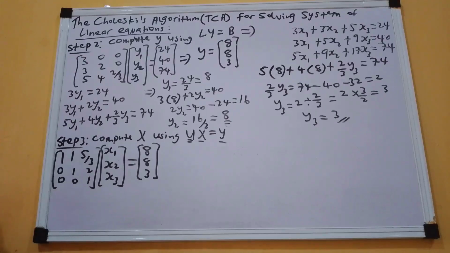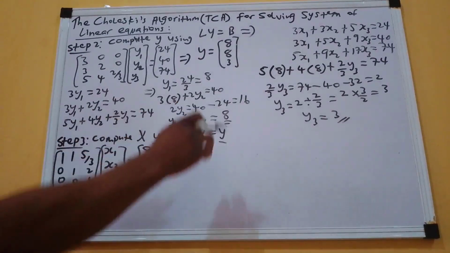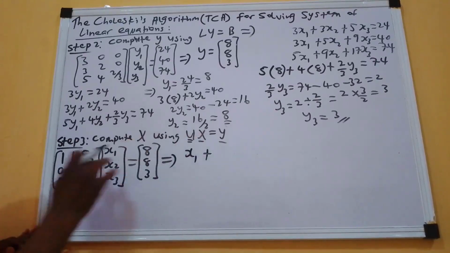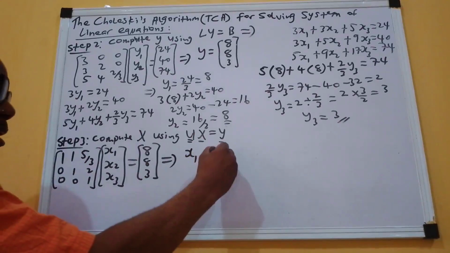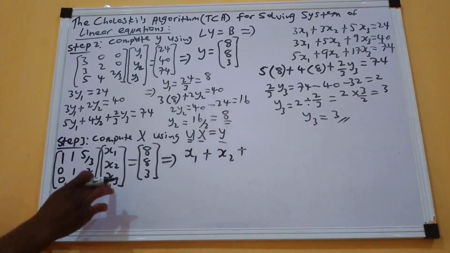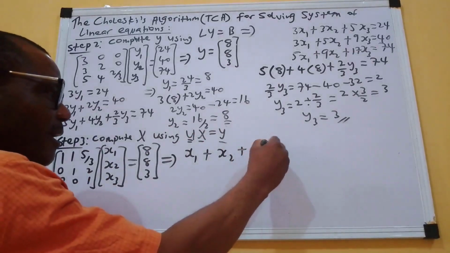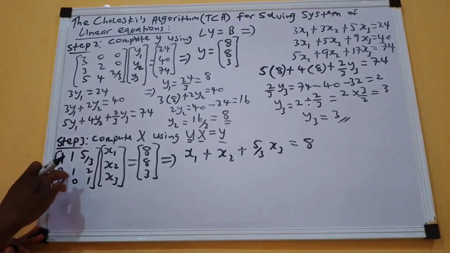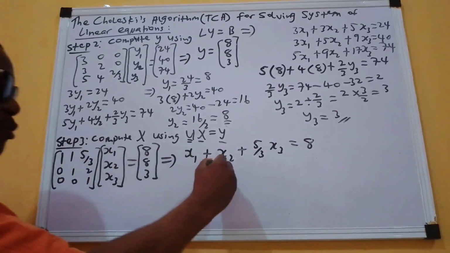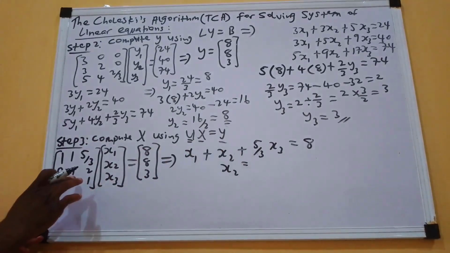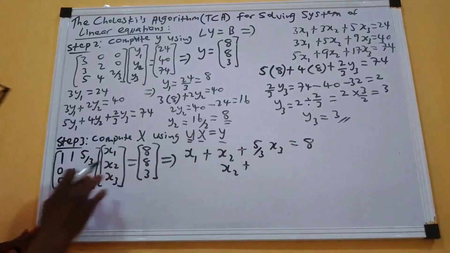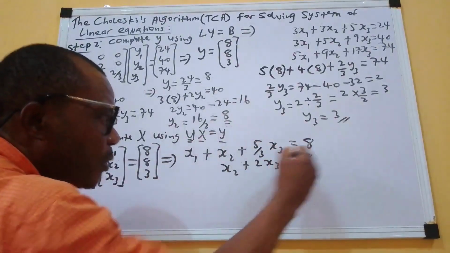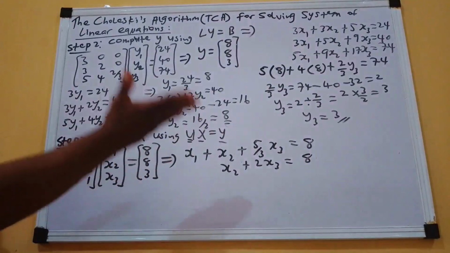Now, carrying out this multiplication, it goes like this. You start here: 1 times x1 is x1, plus 1 times x2 is x2, plus 5 over 3 times x3, that will be equal to the first value there, 8. Then the second one: 0 times x1 will be 0, 1 times x2 will be x2, plus 2 times x3, plus 2x3, and that will be equal to the second value, which is 8. This is called back substitution.